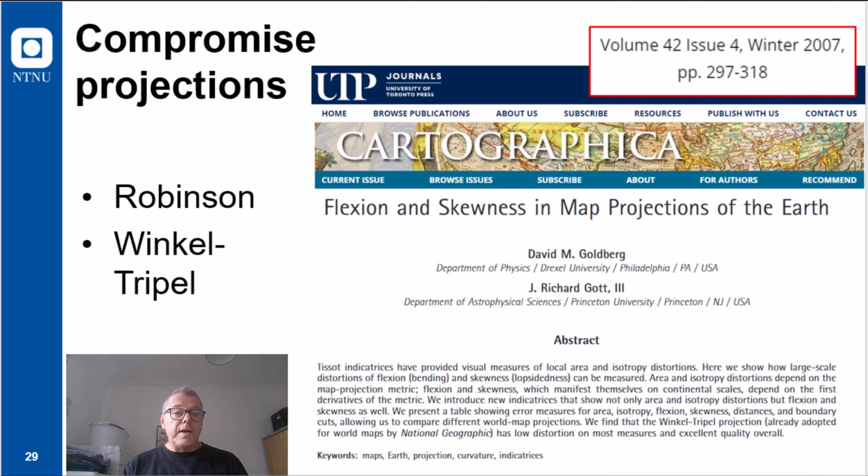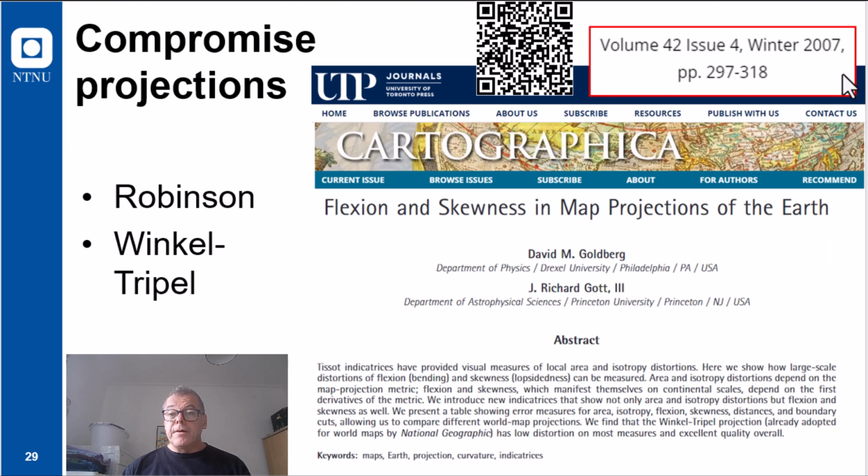Then the final type of map projection I briefly want to talk about is what we call compromise projection. Here we don't have any of these qualities of the map preserved, but all of them are tried to be optimized and the errors minimized. So Robinson was very popular for a long time among these compromise projections, but nowadays the Winkel Tripel map projection may be the one many use.